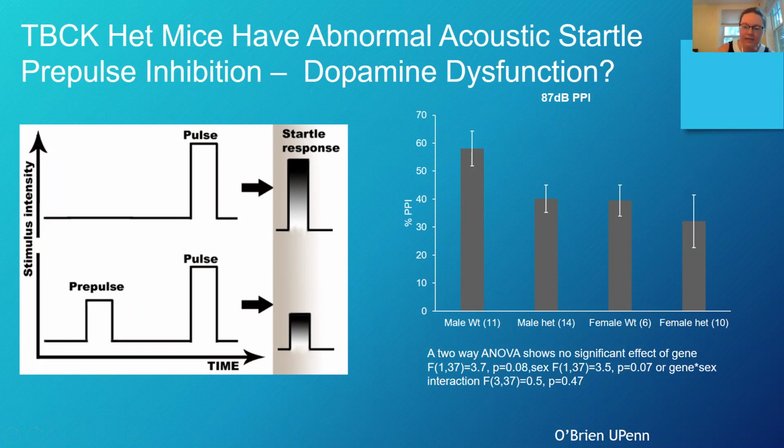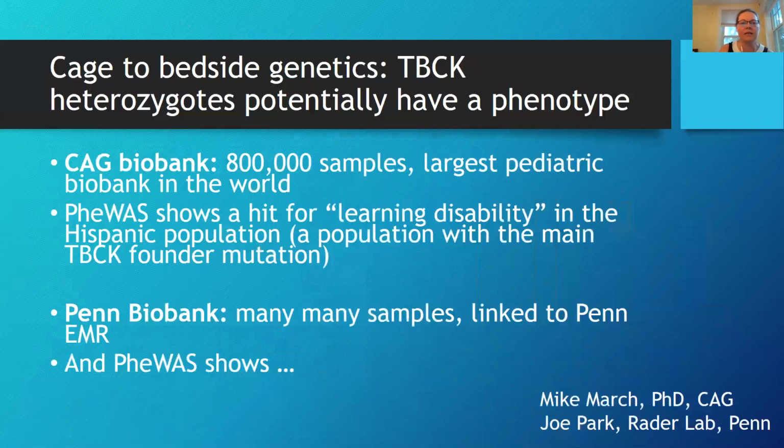And that led us to go back and say, if we go back to our biobank now, do these heterozygotes potentially have a phenotype? So I work within the Center for Applied Genomics at CHOP. We have the largest pediatric biobank in the world, which has 800,000 samples. And so it was gorgeously easy for me to go to the team and ask them to do a PheWAS. And we actually ended up getting a hit for TBCK variants and learning disability.